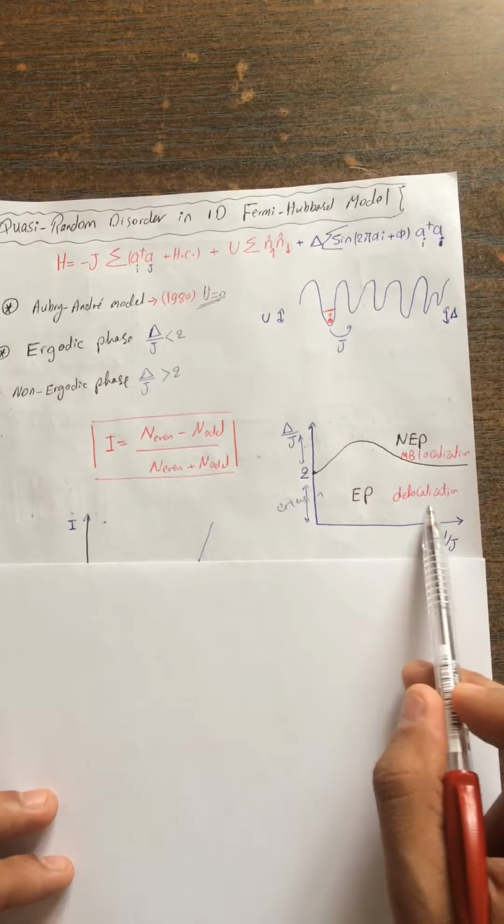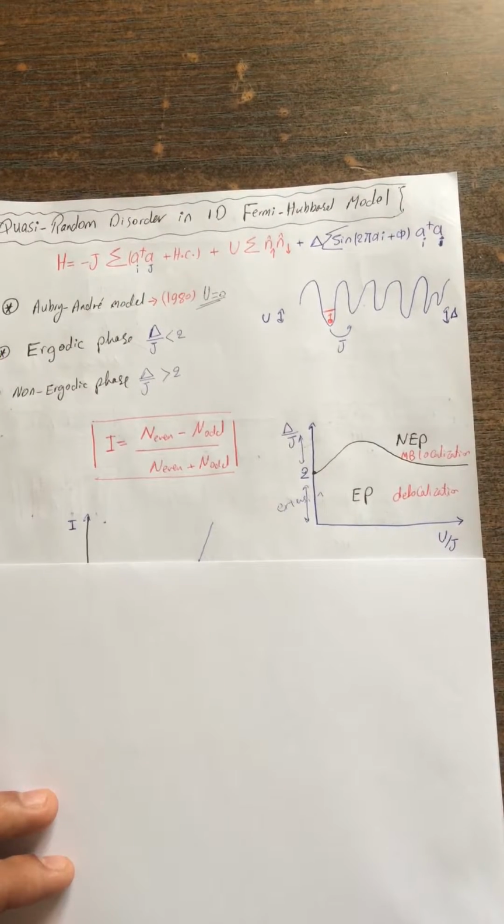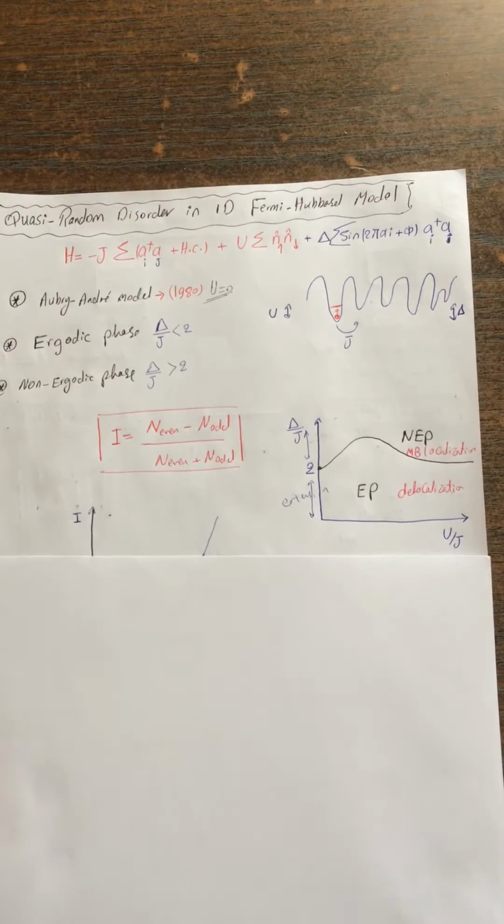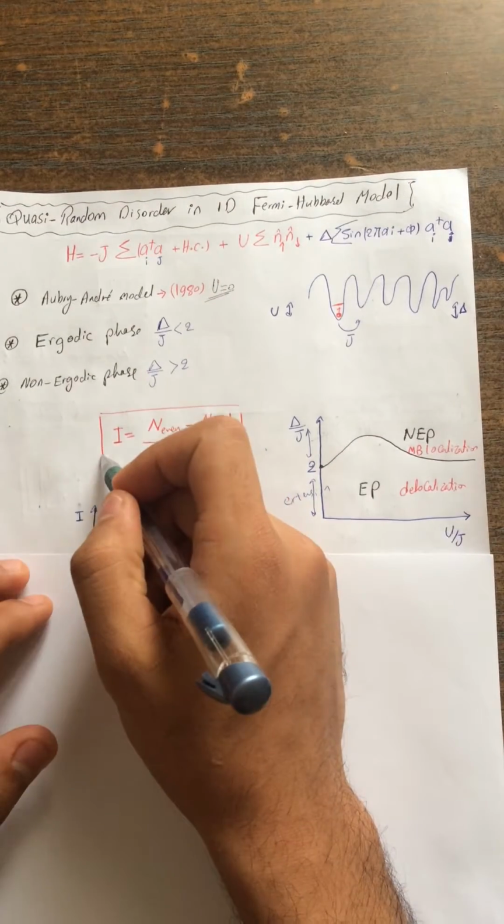And this is one way to go from the many-body localization to the delocalization, when you start to increase the ratio of U over J, meaning that you increase the on-site interaction. You can go from the non-ergodic phase to the ergodic phase of this model here. One thing also to mention, this is one of the main observable effects for our system here, we call it imbalance. The I here is imbalance.